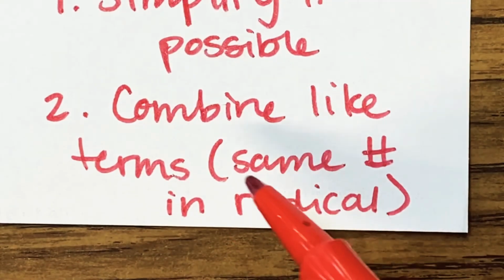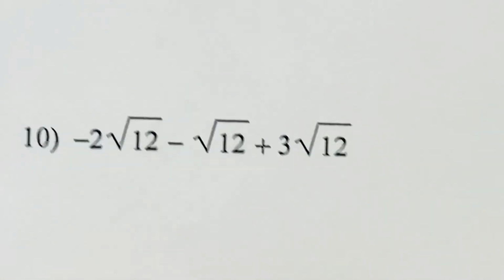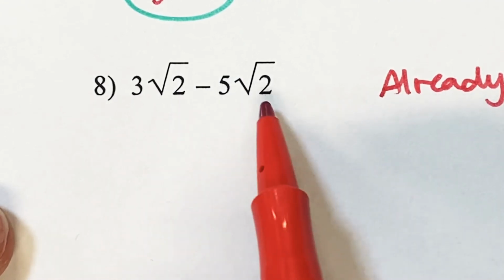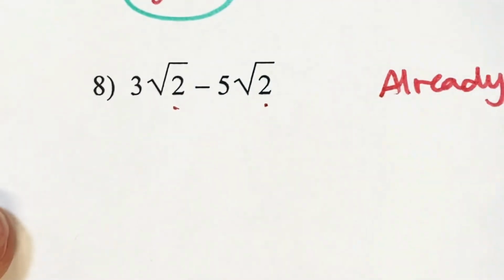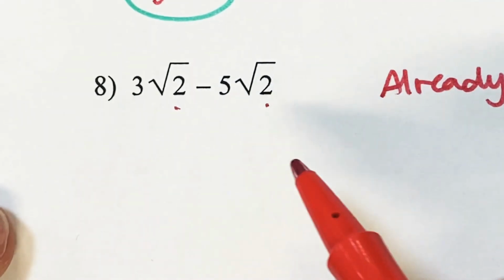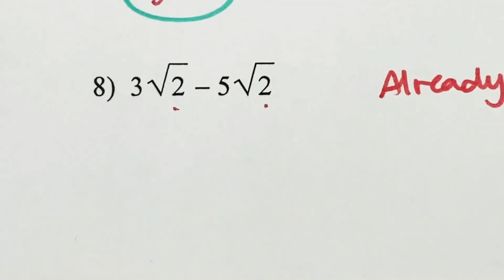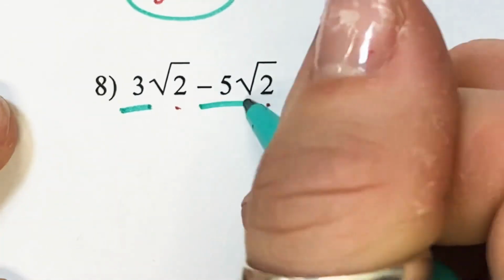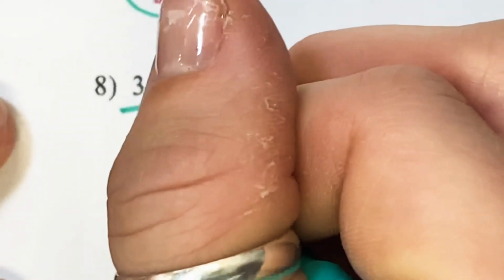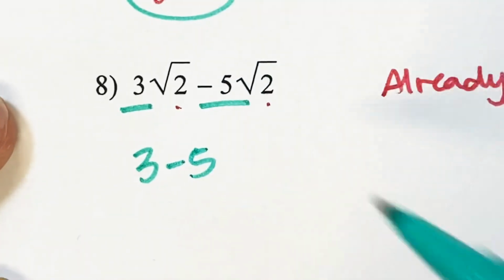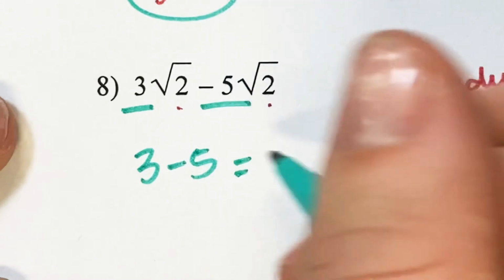Okay, now we just need to do rule number 2, combine like terms, meaning they have the same number inside the radical. So look at the numbers inside the radical for number 8. Are they the same numbers inside? 2 and 2? Yeah, they are. So now we can just combine the coefficients. So all we have to do is look at our coefficients, the numbers in front. Okay, so this is like saying 3 root 2's minus 5 root 2's. Okay, what is 3 minus 5?